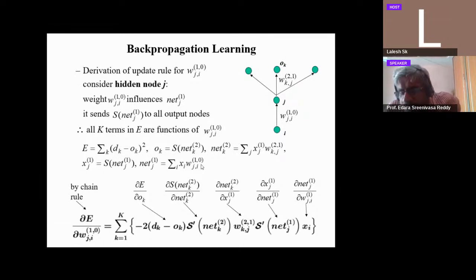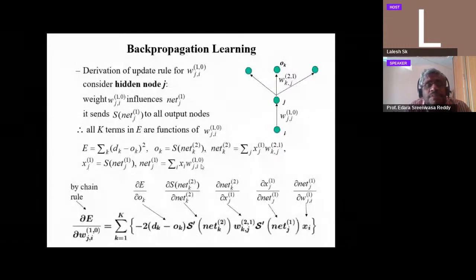And net 2 is nothing but the sum of inputs into weights. So sum of the inputs at the hidden layer, that is x of 1, into its corresponding weight, w of 2 comma 1. I and J are the corresponding nodes in the hidden layer and the output. And similarly, x of 1 is nothing but s of net 1. And similarly, net 1 is equal to x into w. And now dou E by dou output is equal to dou S of net 2 by dou net of 2.